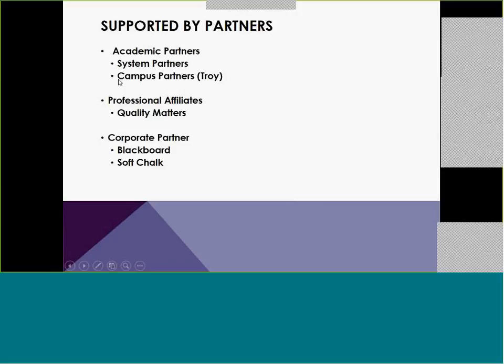But MERLOT is supported by partners, and I mentioned we have academic partners, we have system partners, and campus partners, and Troy happens to be one of our campus partners. They do provide financial support. Major partner is the Cal State system, but we do have a lot of other partners participating. We also have partners with professional affiliates, and one of the ones that I've noted here is Quality Matters.